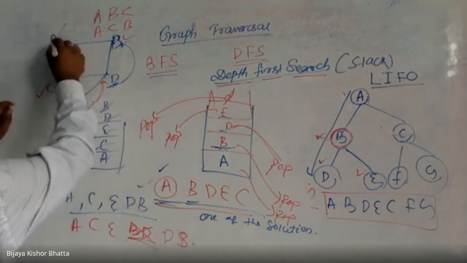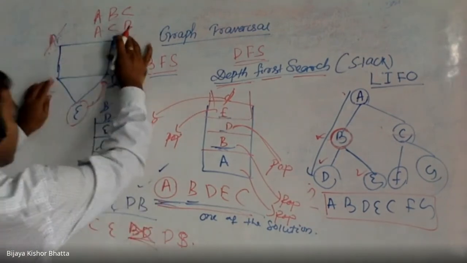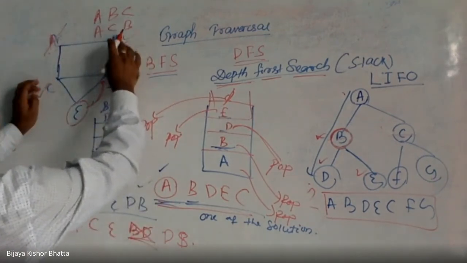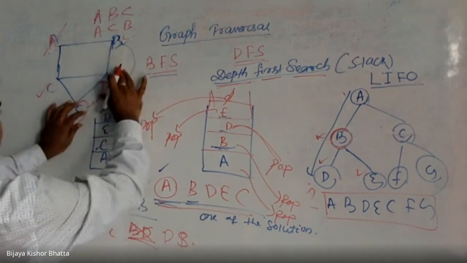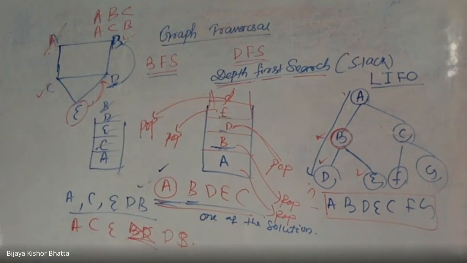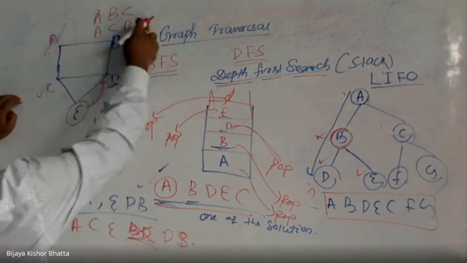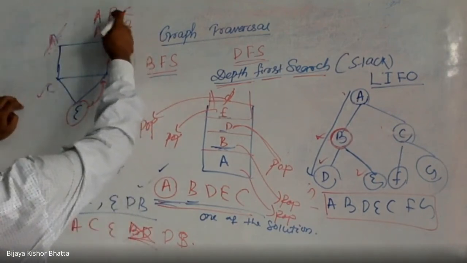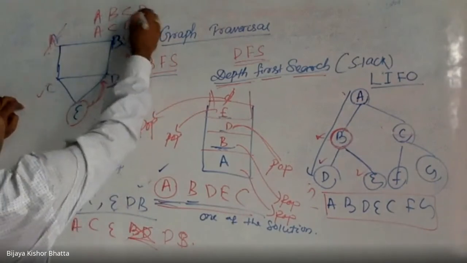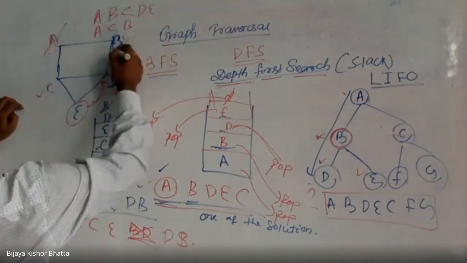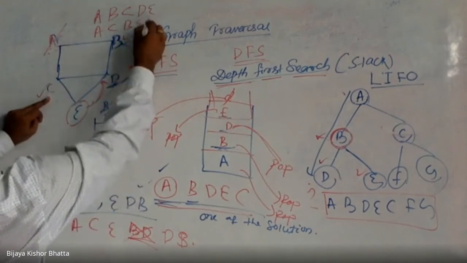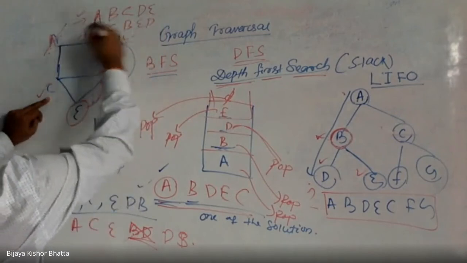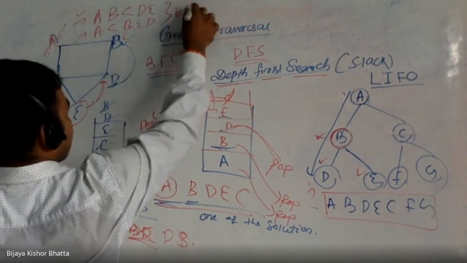Once you complete A, then you will complete B, C. Whenever you are at B, C, B's adjacency is D and C's adjacency is E. So either it can be A, B, C, and if you are processing B first, then it will be D and then E, right? If you are processing C first, then it will be E and then D. So this could be one answer, this could be another answer. This is for BFS, right?